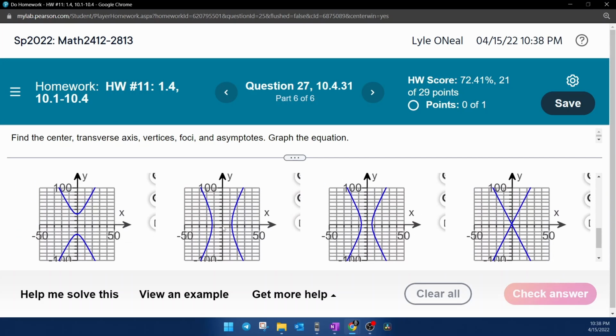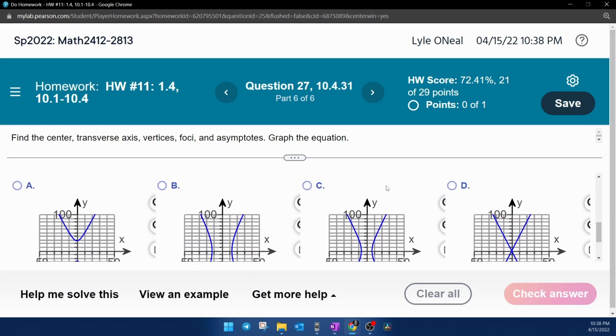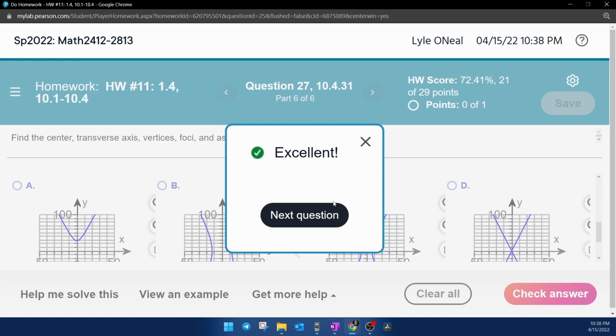So for answer choice B, the vertices are bigger than 10. Here it's less than 10. So it's going to have to be answer choice C with the correct transverse axis and vertices. And that's going to do it for this particular problem.